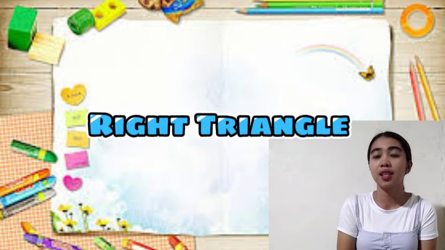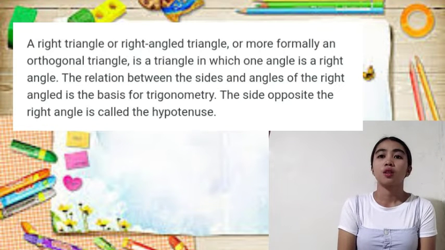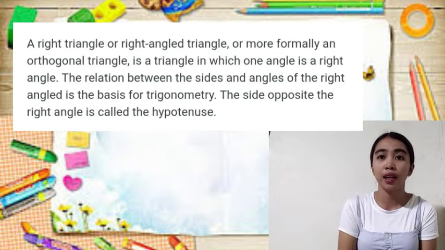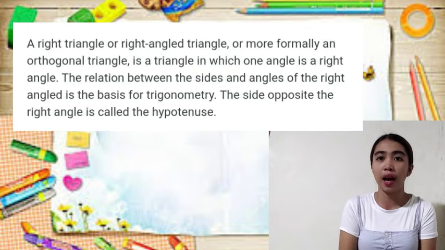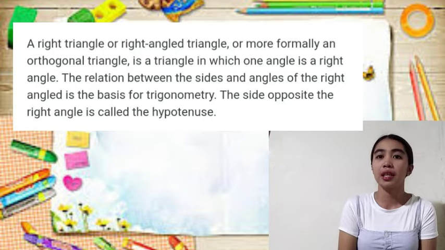So first is right triangle. So what is a right triangle? A right triangle or right-angled triangle, or more formally an orthogonal triangle, is a triangle in which one angle is a right angle. The relation between the sides and the angles of the right triangle is the basis of trigonometry. The side opposite the right angle is called the hypotenuse.